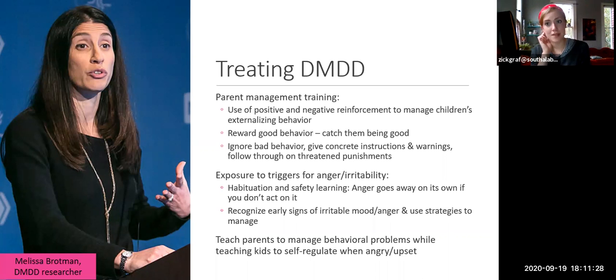Part of exposure therapy is also teaching kids to recognize early signs of irritability. So make sure that they know what their triggers are. Avoid those triggers when they can, or when they know that they're going to encounter one of those triggers, use coping skills that you've taught them. And these coping skills are really simple. Stuff like counting back from 100, clenching your fists, counting all of the orange things in the room, just sort of anything to distract your attention a little bit from the thing that's making you angry.